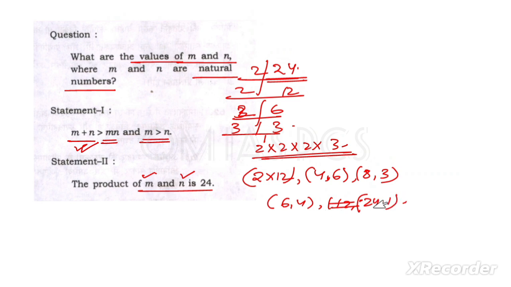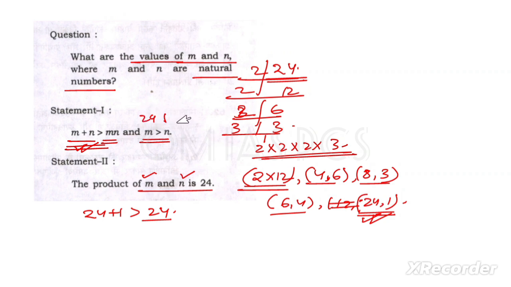Now check the possibility with this one. Their sum should be greater than their product. If I say the sum is 14, the product is obviously 24, so the sum is 14, the sum is 10, the sum is 11, the sum is 10, the sum is 25. So only this one is a possible value, that is 24 plus 1 is greater than 24 itself, and m is 24 and n is 1. So we are getting the value of m. The value of m is 24 and the value of n is 1.